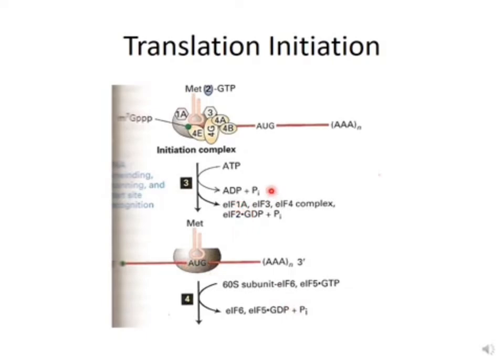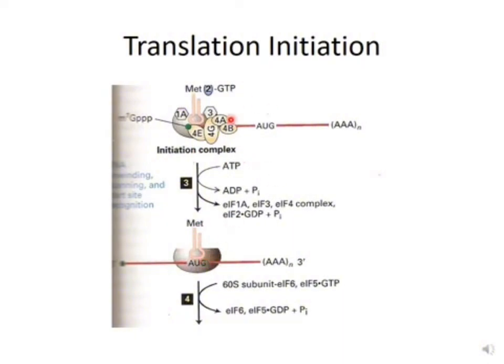EIF1 is released, EIF3 is released, and the EIF4 complex is also released from the pre-initiation complex, and notice that the GTP bound to the EIF2 is also hydrolyzed. This is once the codon identifies the anticodon. The GTP is hydrolyzed once they are recognized, so that it would lock the location of the mRNA at the anticodon, so that we don't have any frame shifts.